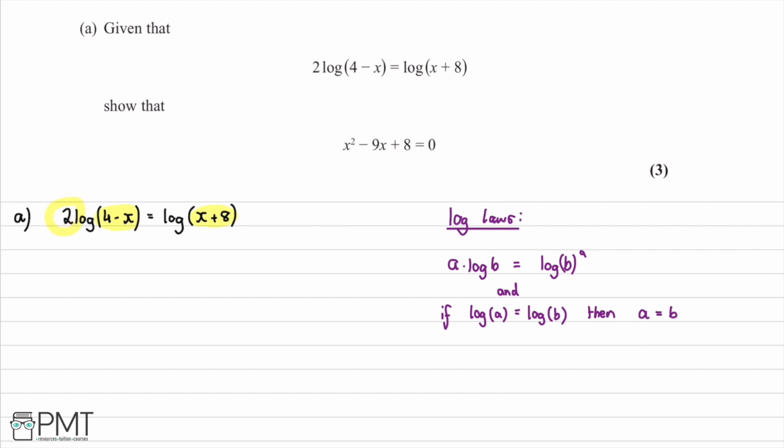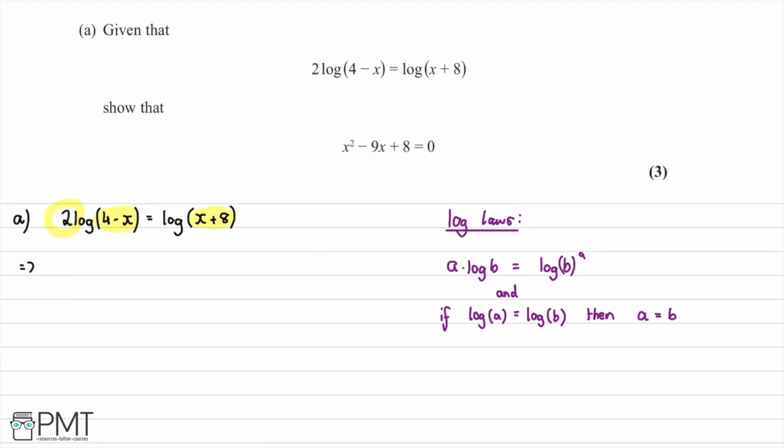So we know that if we have a multiplied by log of b, that is going to be equivalent to saying log of b to the power of a. So we can bring the power up to here. For our situation, what does this mean? This means our 2 here can become a bracket up here. So this leaves us with log of (4 minus x), and then we put our brackets in and bring our 2 up. So our 2 becomes the exponent here, and that is still going to be equal to log of (x plus 8).